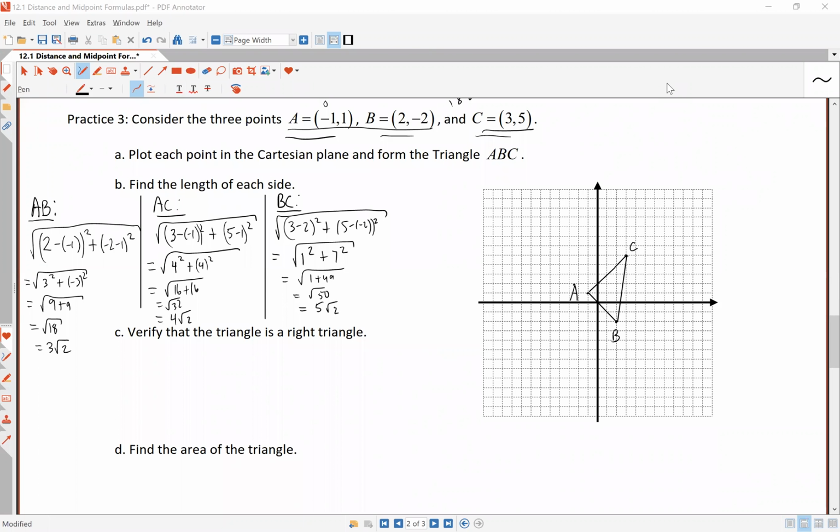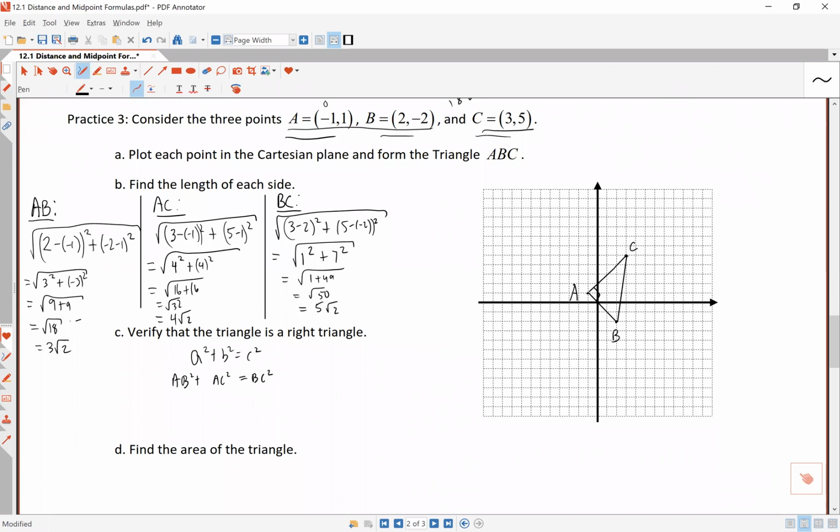The triangle we drew looks like it's a right triangle. To verify that, we verify that a squared plus b squared is c squared. Any triangle is a right triangle if it satisfies the Pythagorean theorem. So the length of AB squared plus the length of AC squared should equal the length of our hypotenuse, which is BC.